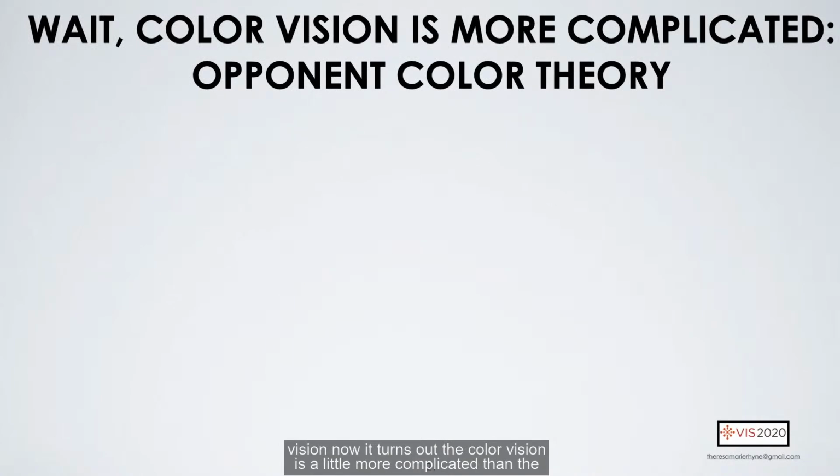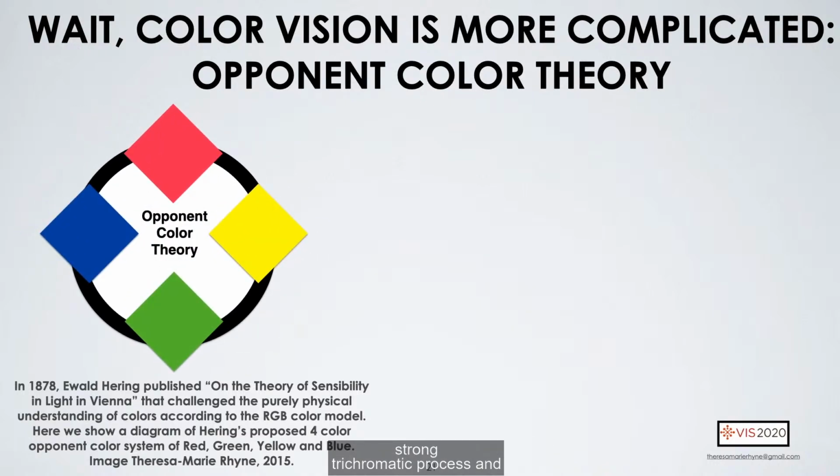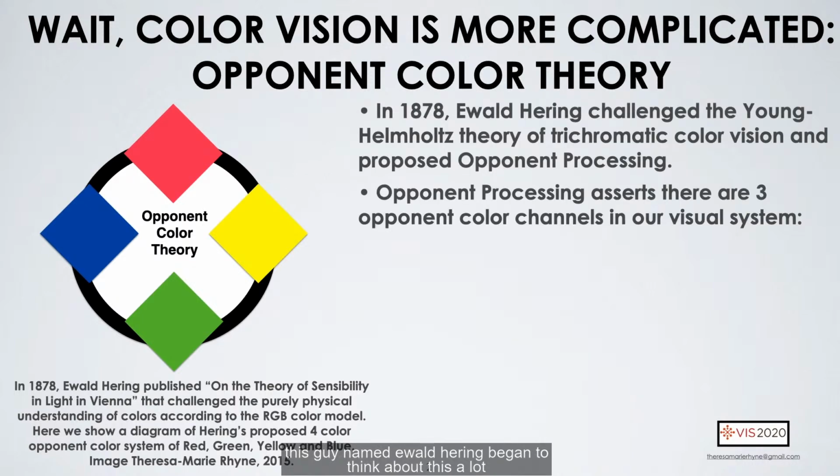Now it turns out that color vision is a little more complicated than this trichromatic process. And this guy named Ewald Hering began to think about this a lot. And he wrote a paper on the theory of the sensibility of light in Vienna, because that's where he was from. And he basically said, hey, in terms of lights, we go out into the world, we don't see mixtures of red and green lights. We also don't see mixtures of blue and yellow lights.